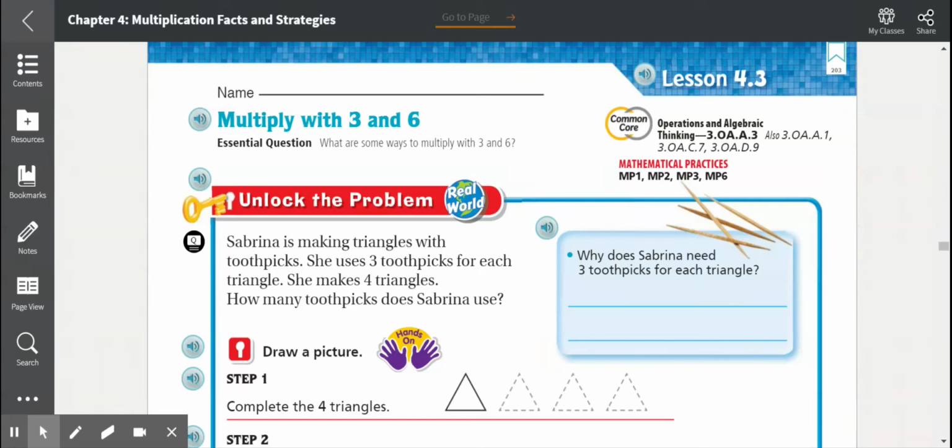Hi, third grade. Let's get started on math. Today we're on lesson 4.3, multiply with 3 and 6. What are some ways to multiply with 3 and 6?